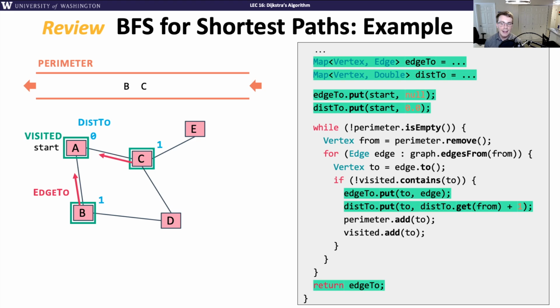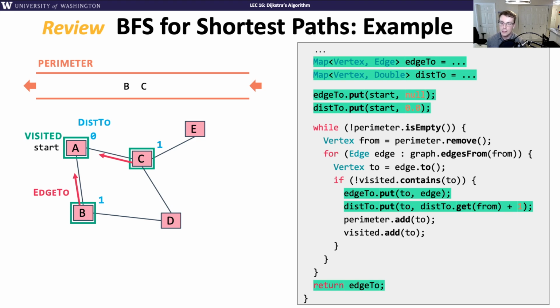Now, when we add them to our queue, we're going to associate them in these extra maps as storing the information to get there. So we'll say to get to this node, we took this edge from A to B to get to B. And the distance there is going to be the current distance to get to A, in this case 0, plus 1. And we just keep doing this for each node.